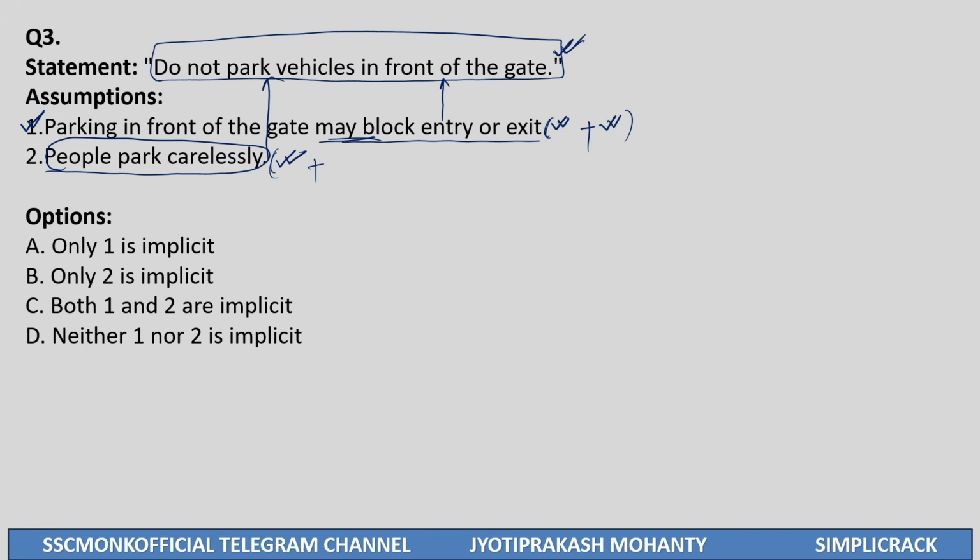Plus, if I say people are parking carefully, that means there is no need to post this in front of the gate. That means when I remove this assumption, the statement becomes false. That means it is also satisfying my second condition, that whenever I remove this assumption, the whole statement will fall apart. So both assumptions are working here. That means both 1 and 2 are implicit. Clear? Yes or no? Yes. One more question.